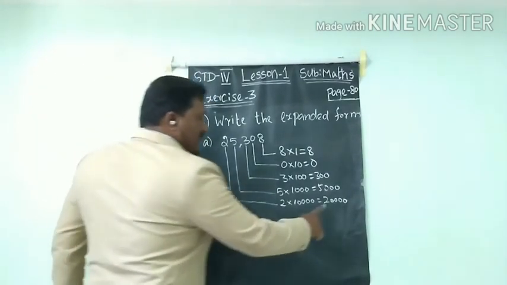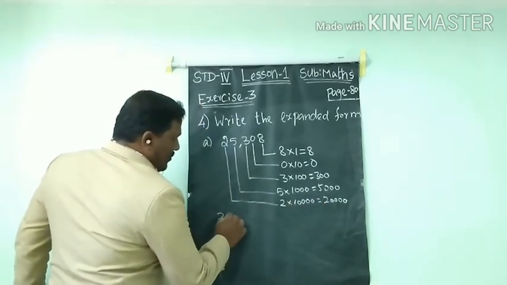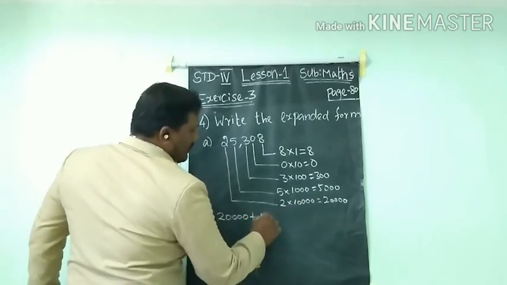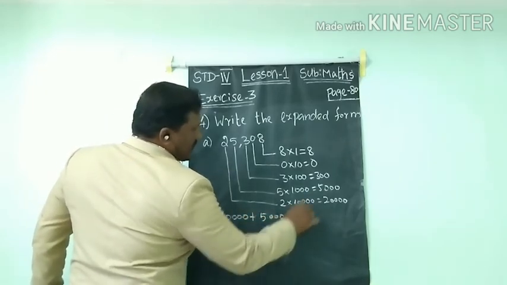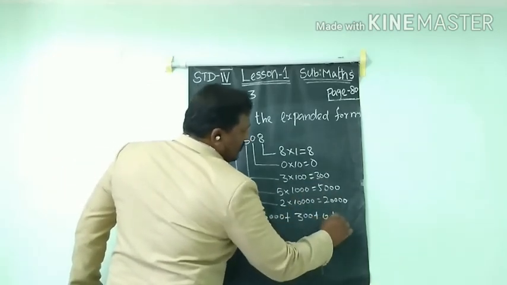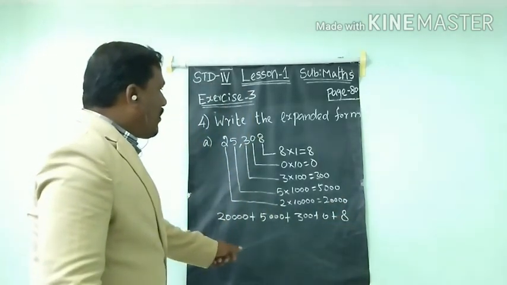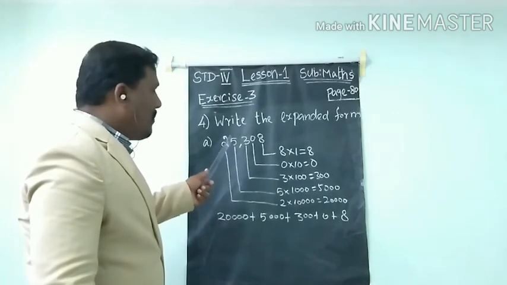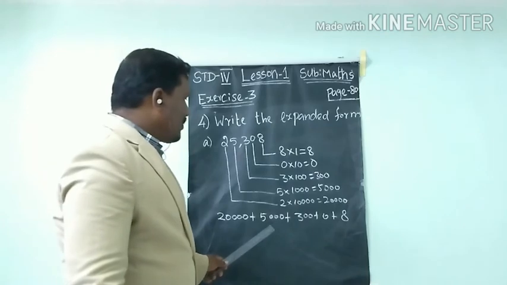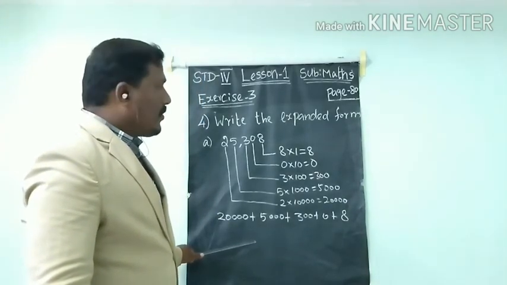Okay, let me take first the greatest digit, 20,000. Okay, so 20,000 plus 5,000 plus 300 plus 0 plus 8. It's the expanded form of this number. Okay, so 20,000 plus 5,000 plus 300 plus 8. It's the expanded form. Okay.